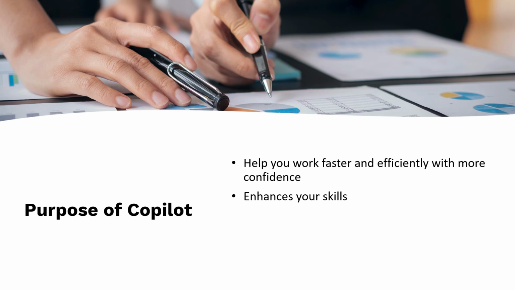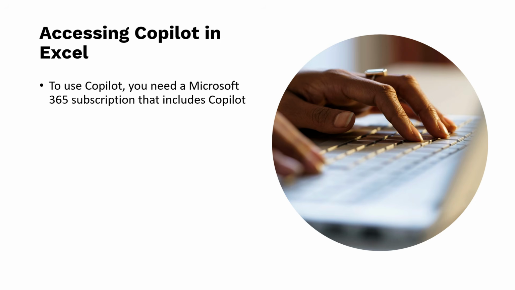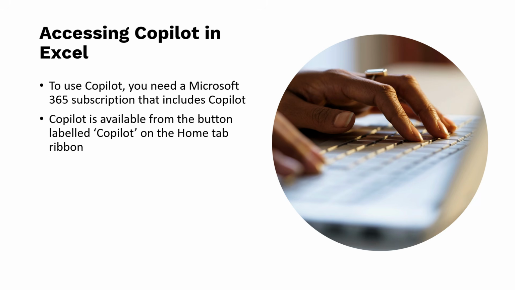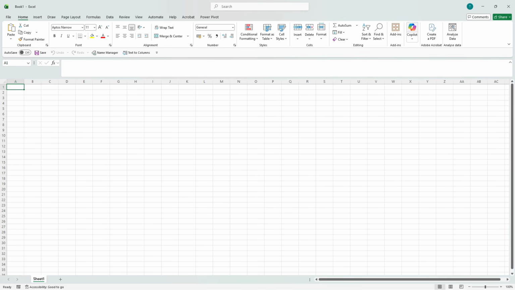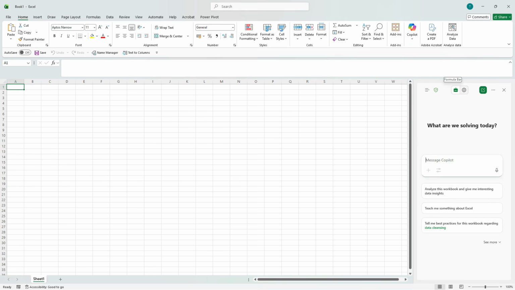It can also help to enhance your skills, so you could utilize Copilot as a learning tool. Copilot will ultimately help to save you time by exploring data without needing formulas. It will help you in terms of spotting trends or anomalies with the data and also creating formulas. You can use Copilot to assist with data cleaning and answering questions. In order to utilize Copilot within Excel, you'll need to have a valid Microsoft 365 subscription that includes Copilot. In terms of accessing Copilot within the application, it's available from the button labeled Copilot on the Home tab ribbon located to the right-hand side of the ribbon.